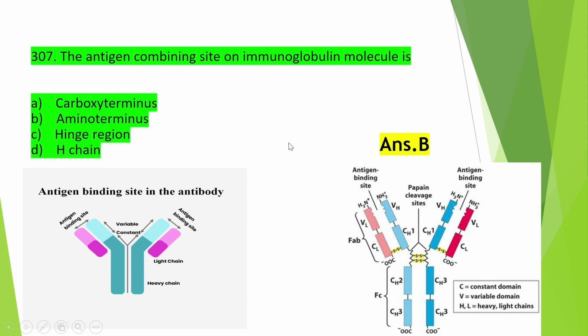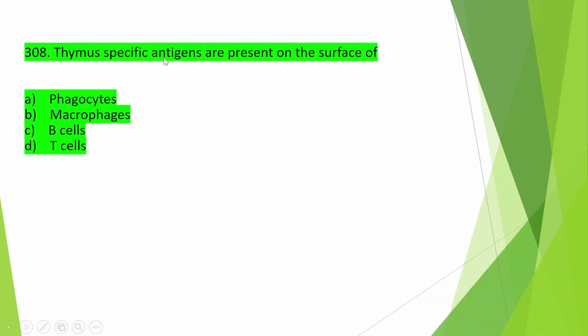So move on to the next question, that is, thymus-specific antigens are present on the surface of phagocytes, macrophages, B cells or T cells, and the right answer is option D, that is T cells. So thymus-specific antigens are present on the surface of T cells.